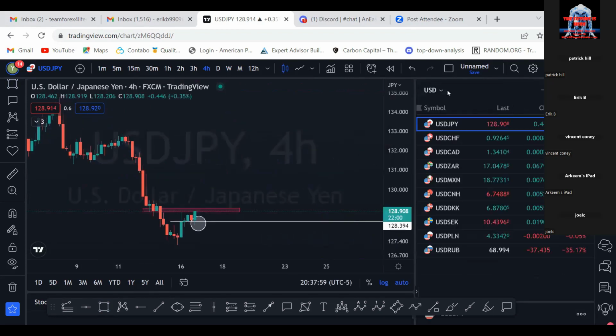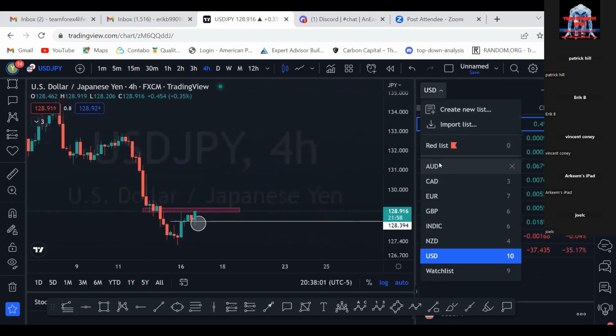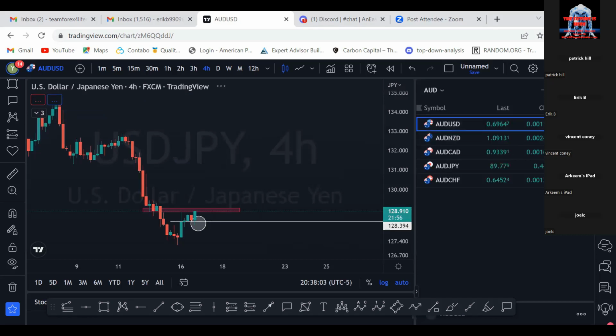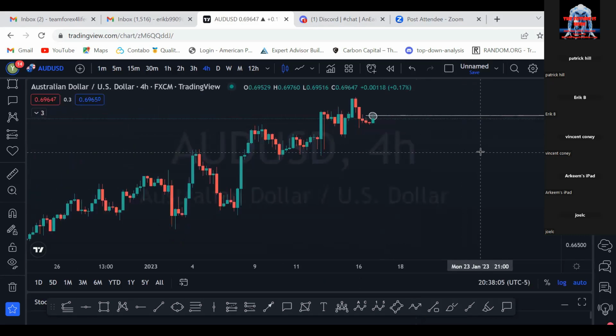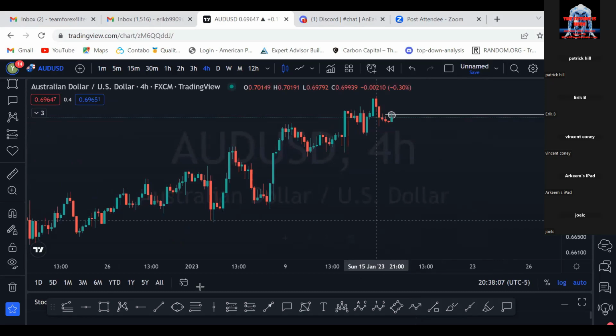That's probably doing the same thing because it's the opposite of UJ. AUD USD, same thing. Again, do I need to say it? What do you guys see? You see the line, you see the entry. What type of trade is this, guys? That's a buy. I know it's a buy, but what type of trade?